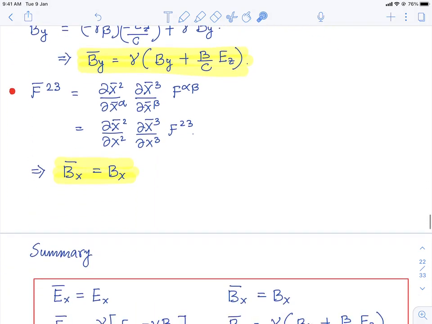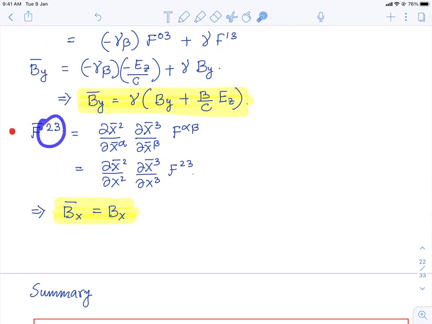And finally, if you do 2 and 3, so this is 2, this is 3, and this alpha has to be 2 or 3. Otherwise there's alpha and beta. Alpha has to be 2 and beta has to be 3. Otherwise this is going to be 0. So basically this follows from the transformation.